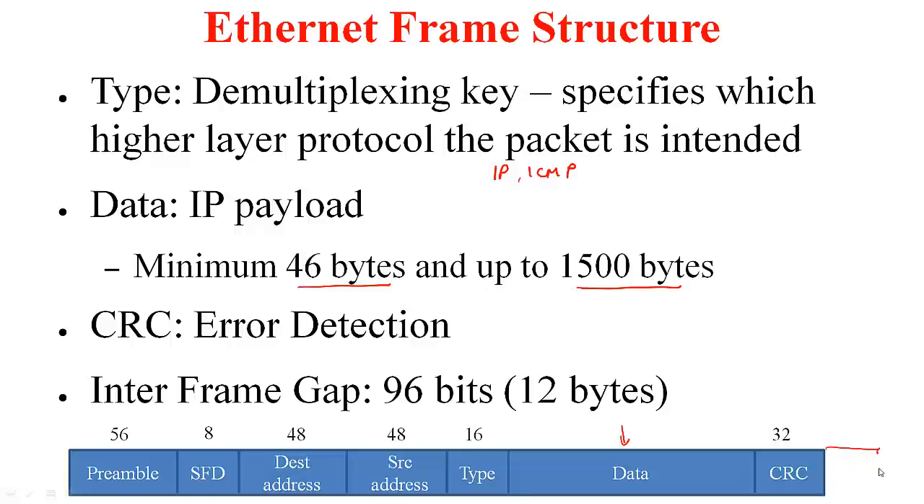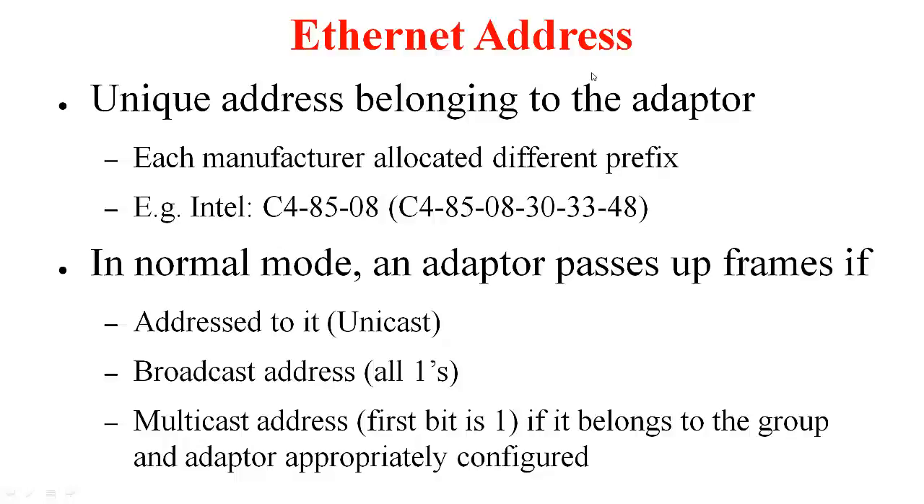So let's quickly also look at the Ethernet addresses. Each adapter has a unique address. Note that I'm not saying host. A host can have multiple adapters. Each network adapter has a unique address, and this uniqueness is basically ensured by giving each manufacturer a different prefix. So for example, if Intel is manufacturing these adapters, this is the prefix that it will use.